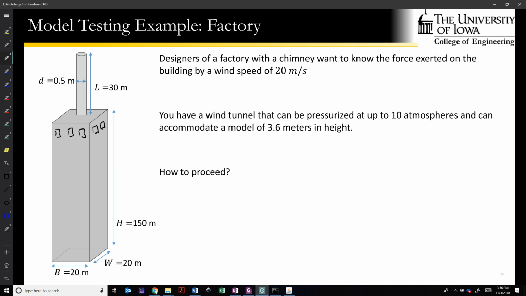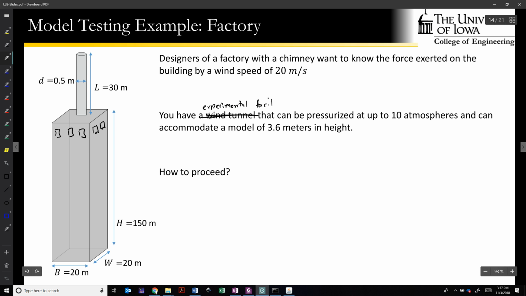The kicker here is that we have a wind tunnel, or rather than a wind tunnel, let's just specify it as an experimental facility, because we're going to explore some of the alternate choices here instead of a wind tunnel.